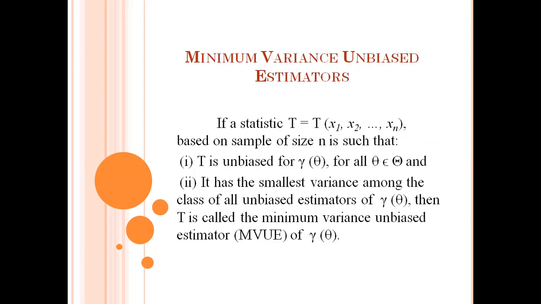Then next is the minimum variance unbiased estimator. If a statistic T based on samples of size n is such that we say T is the minimum variance unbiased estimator of gamma of theta, we need two conditions. One is T is unbiased for gamma of theta, that means the expectation of T is equal to gamma of theta, and this T has the smallest variance among the class of all unbiased estimators of gamma of theta.